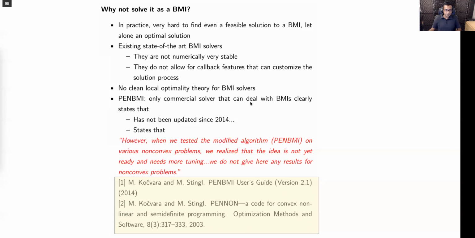Just to give a brief summary of the state of the art for this type of solver, the only commercial solver that I know of that can deal with BMIs is the so-called PENBMI solver. However, there are two things. One is that it has not been updated since 2014, the last time I checked. It also states very clearly in two papers that the algorithm used in PENBMI does not necessarily work reliably for non-convex problems, and this is exactly how it works in practice too. As a result, we don't take the BMI route, because we found it almost impossible to find even a locally optimal solution, let alone a globally optimal solution.